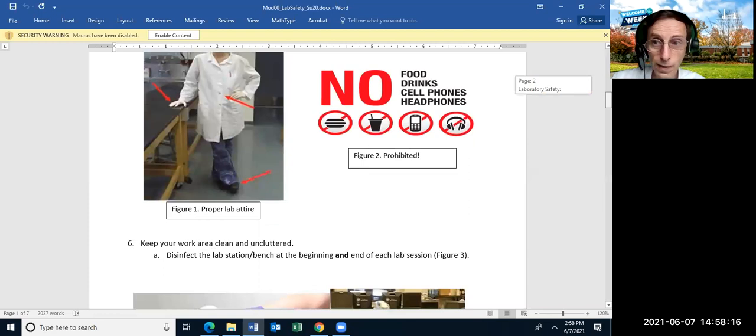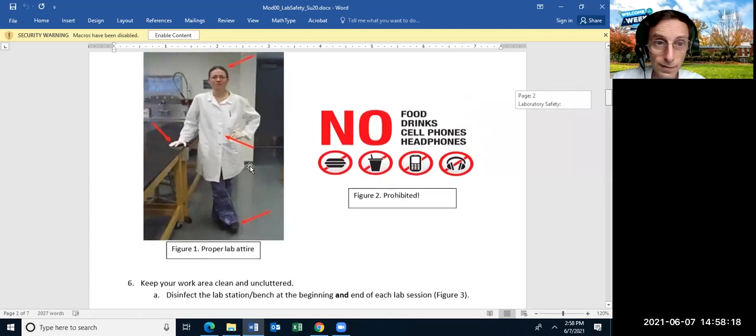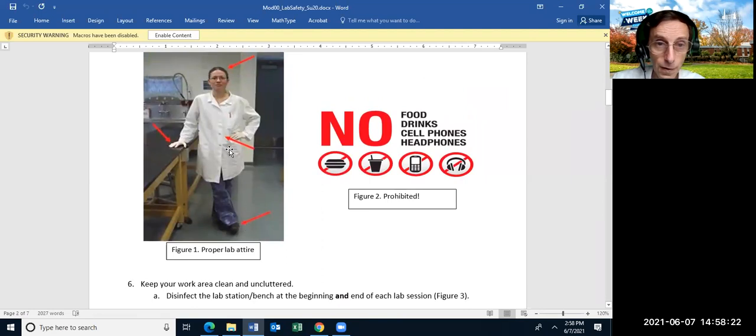Alright, so a picture of what you should actually be looking like, and this looks something like our lab. You should have closed-toed shoes, wear a lab coat which is fully buttoned, wear lab gloves, and I don't know if you can see it, but there's goggles there. We do have goggles which can fit over eyeglasses, so if you have eyeglasses, we have big goggles that will fit over them.